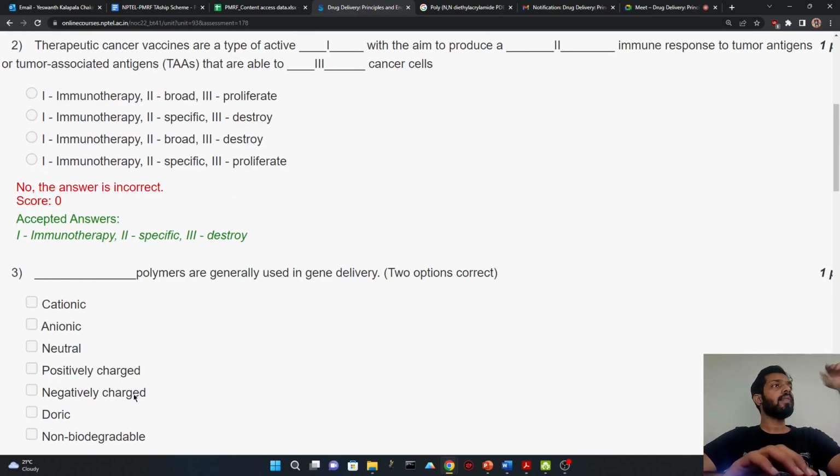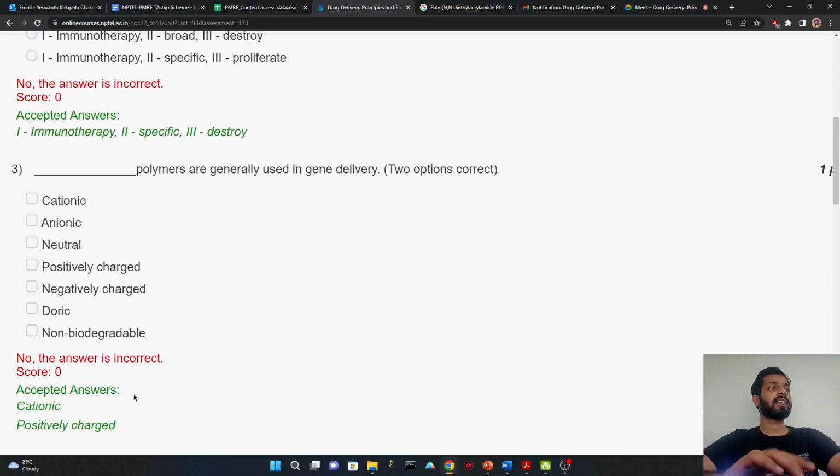Dash polymers are generally used in gene delivery: cationic, anionic, neutral, positively charged. Option A and B. Yeah, so cationic and positively charged polymers are routinely used for gene delivery, more specifically because the nucleic acid material is negatively charged, right? So, yeah.